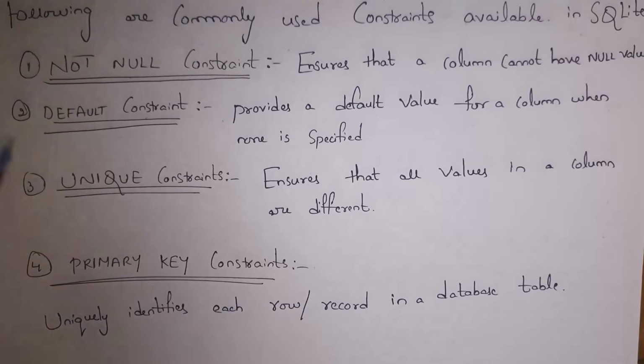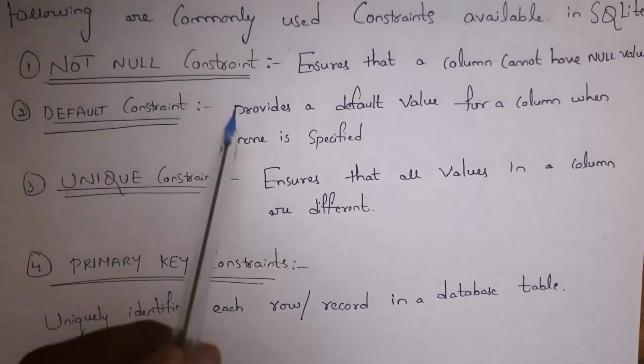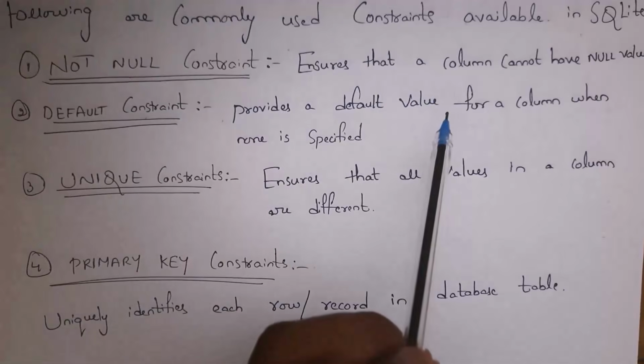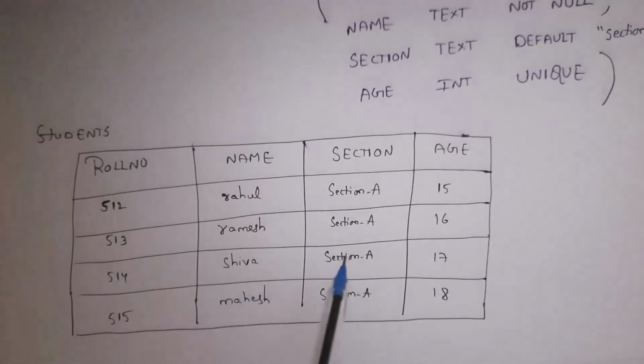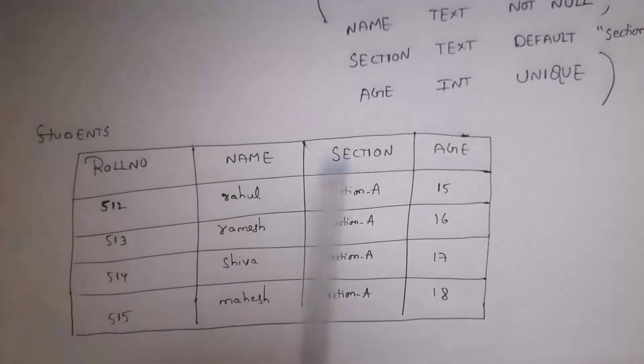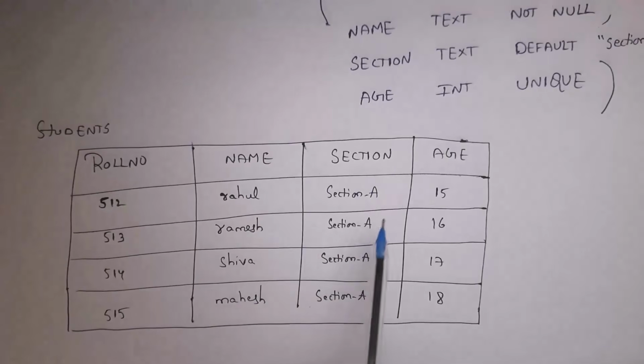Next one is the default constraint. The default constraint provides a default value for a column when none is specified. For example, for all the students, I want to set the section as section A. So by using the default constraint, you can apply a default value to this particular column. Whenever you don't give any data, then by default it will take the value section A.